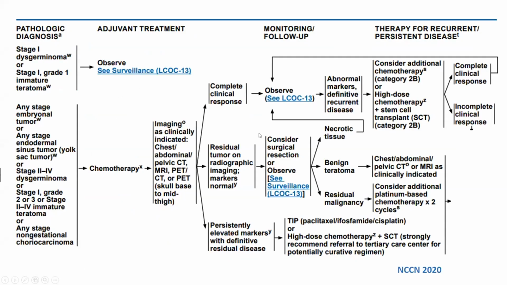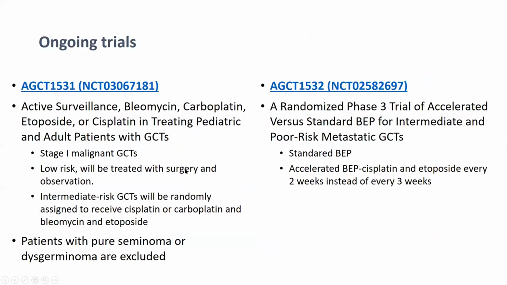These are the NCCN guidelines for adult patients, which are generally followed in post-pubertal patients. According to this, other than stage 1 dysgerminoma and stage 1 grade 1 immature teratoma, all patients should receive chemotherapy, 3, 4, or 6 cycles based on the stage and histology.